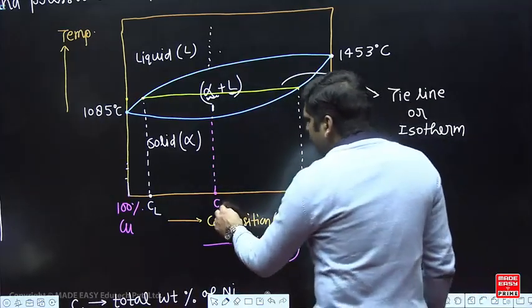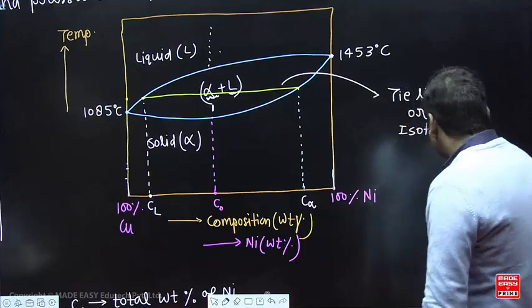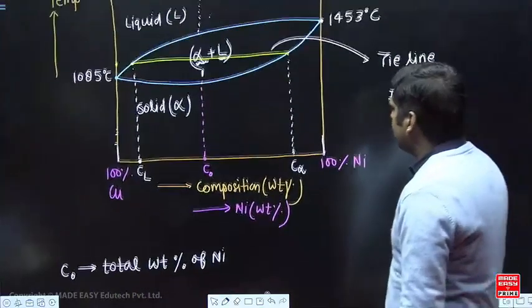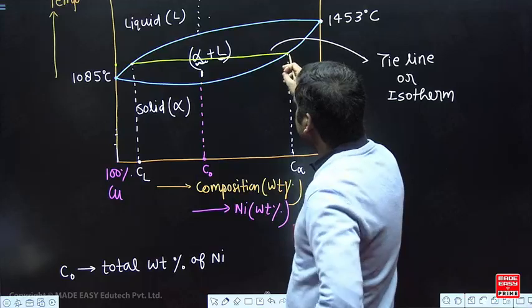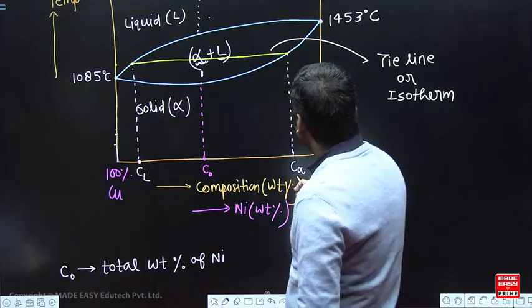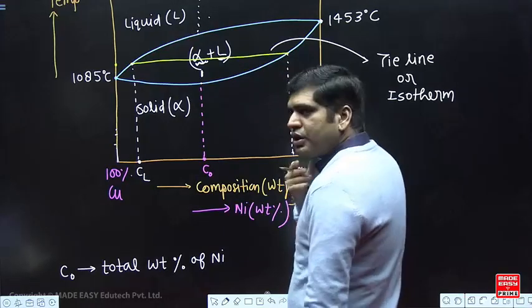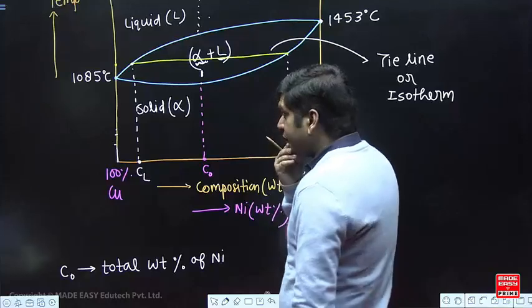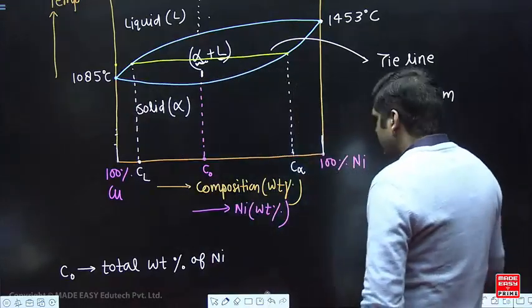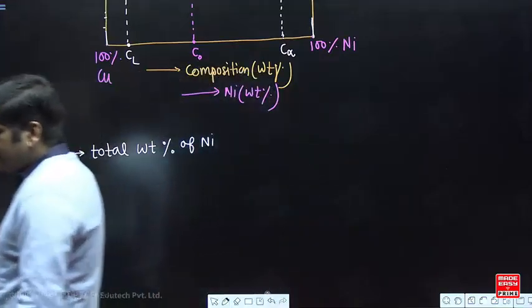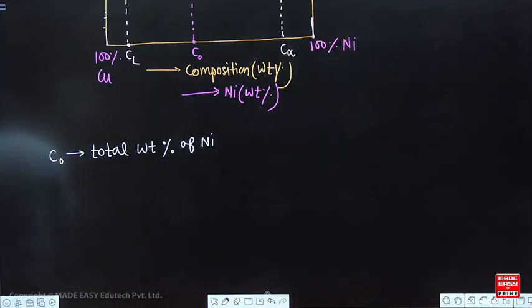So now C naught is the total weight percent, and C alpha and Cl are the intersections; basically you can say that at this temperature it is the fraction of nickel in solid, and at this temperature the fraction of nickel in liquid.